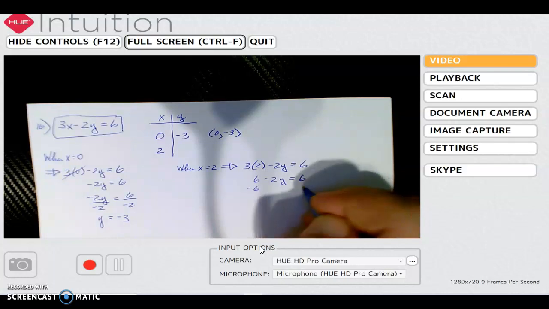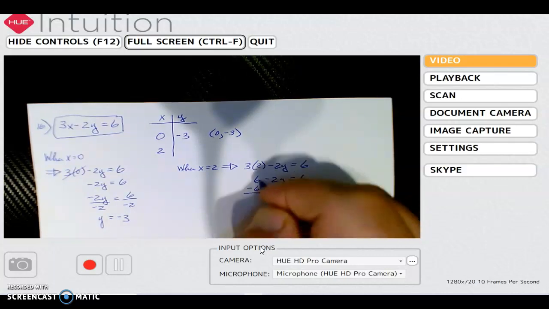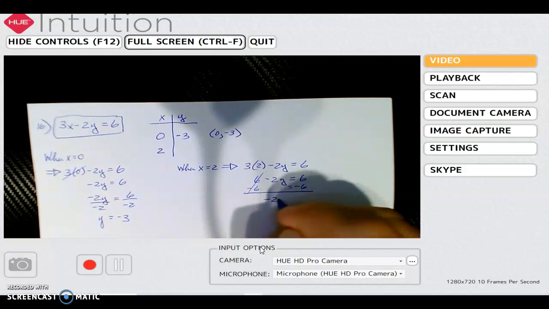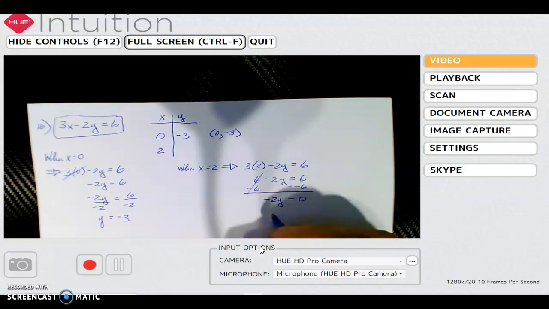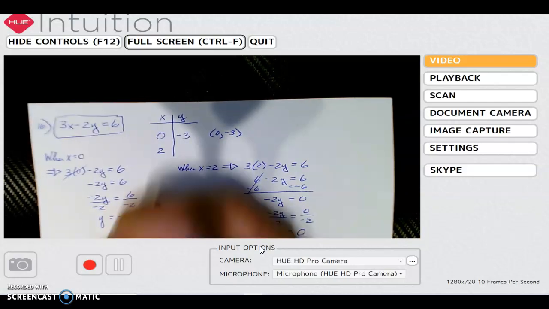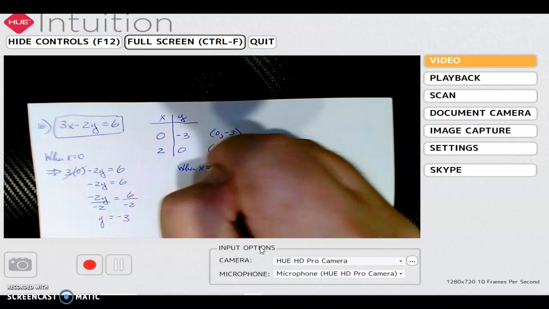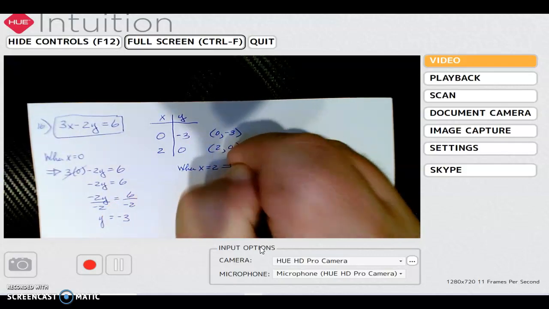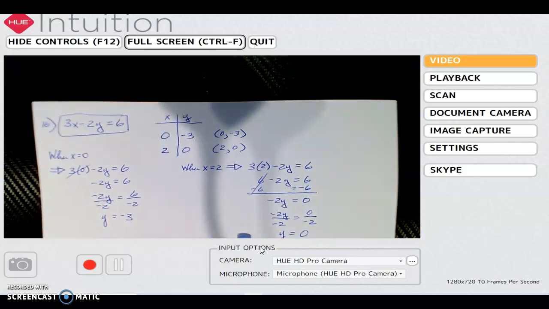And if I solve for y, we first have to subtract 6 from both sides. And we get -2y equals 0. And so then dividing, well, you could easily state 0 right away. But if you want to show the formal division, y is 0. So now I plot the points 0, -3, and 2, 0. So let me go back to MyMathLab.